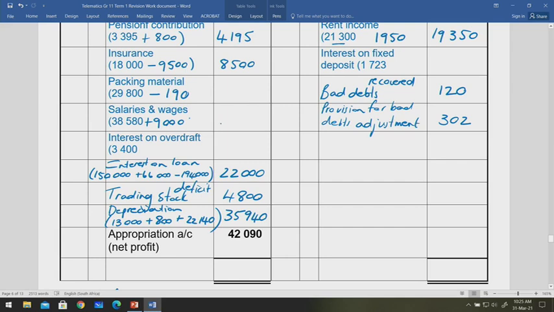And then the salaries and wages is 47,580. Our packing material, if we subtract that, 29,610. The rest of the information will be on the partnership agreement. It will not influence the profit and loss account. Now we don't have to go back to our question paper. We can just rewrite these amounts because there were no adjustments on those.